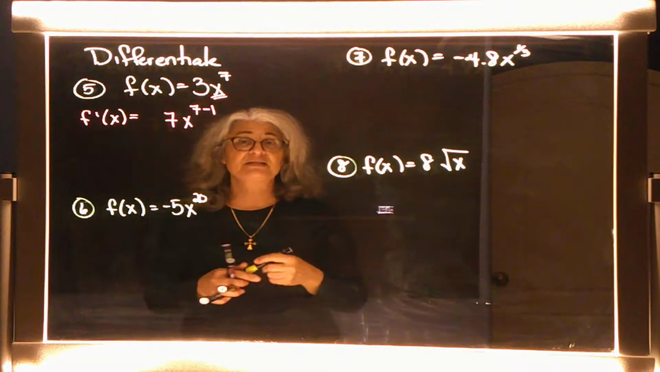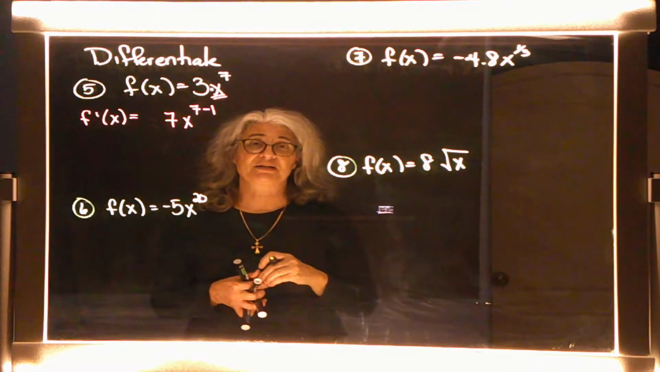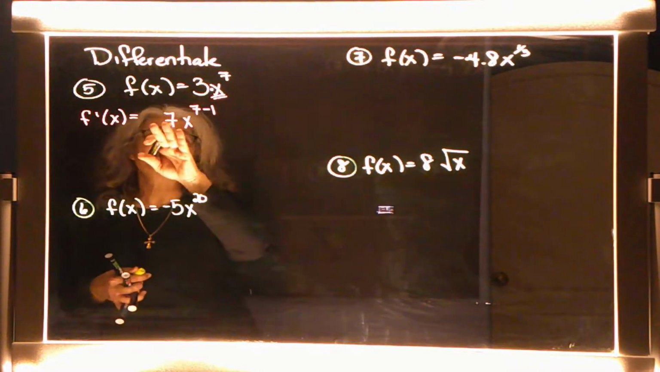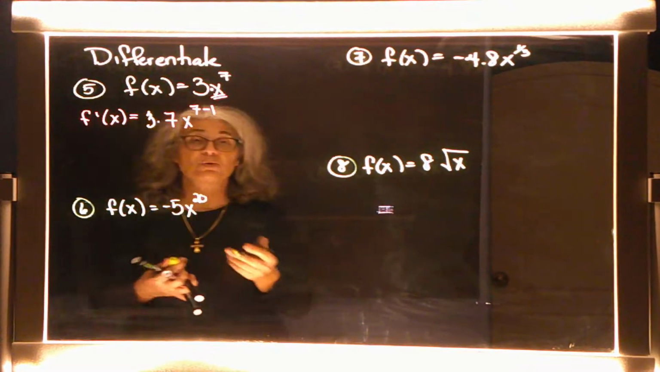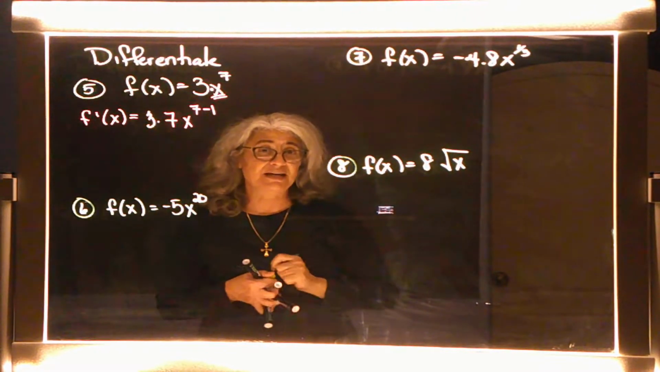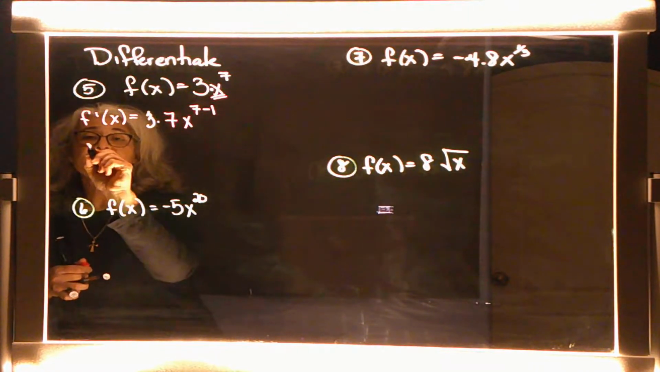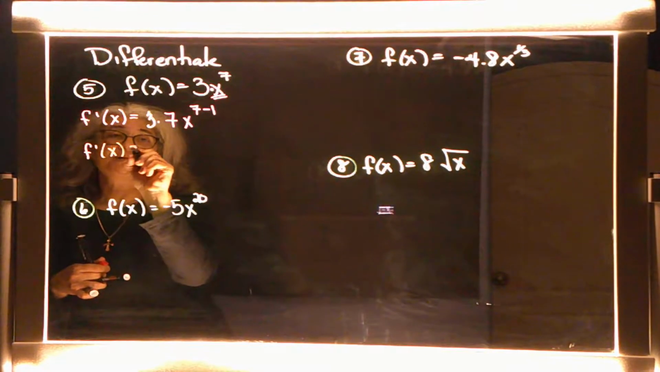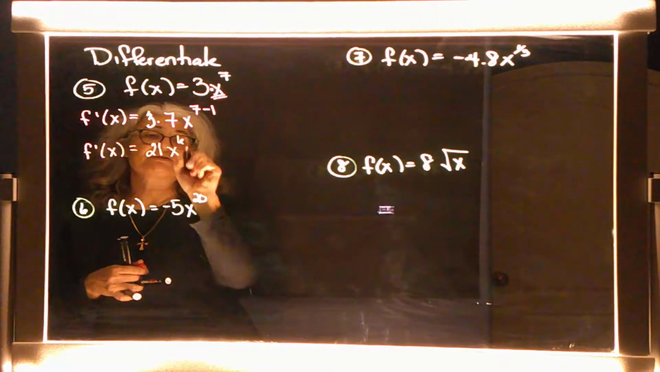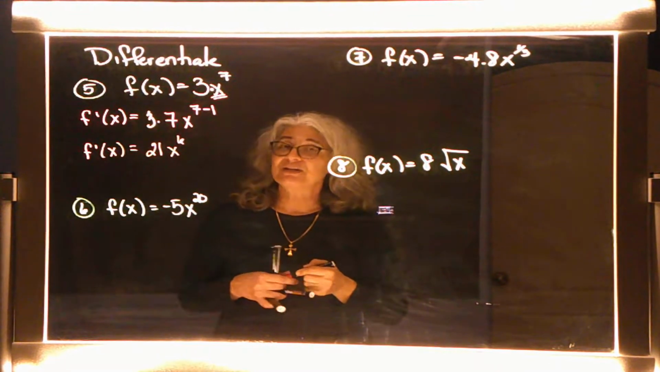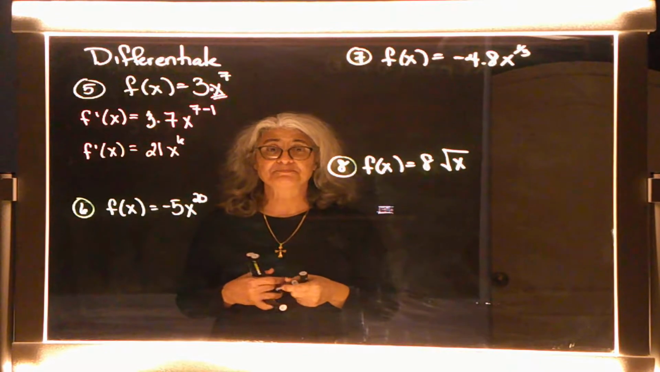Now, here's the deal. In this case, I have 3 times that function, don't I? What do you think you're going to do with the 3 here? Yeah, very good. You're going to do 3 times that whole thing. Does that make sense? Okay, so the derivative is going to be 21 x to the power of 6, because the 3 is multiplied to the whole thing.